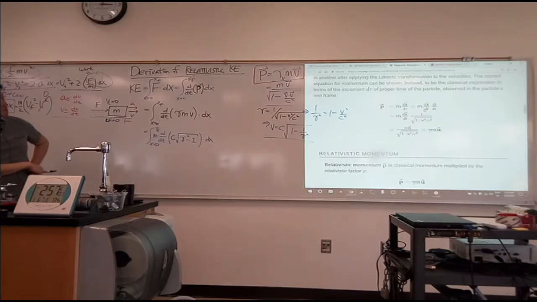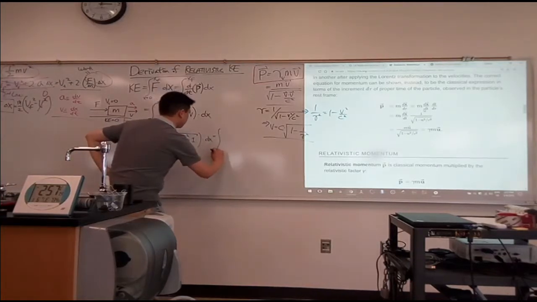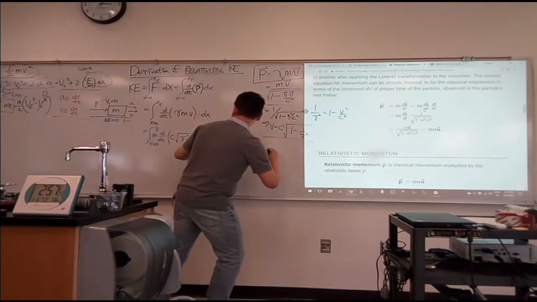So I might have to write it out first. Let me write it out. Maybe then it'll be clearer. So it's still going from x equal to 0 to some final position. So I'll have to do this derivative now.